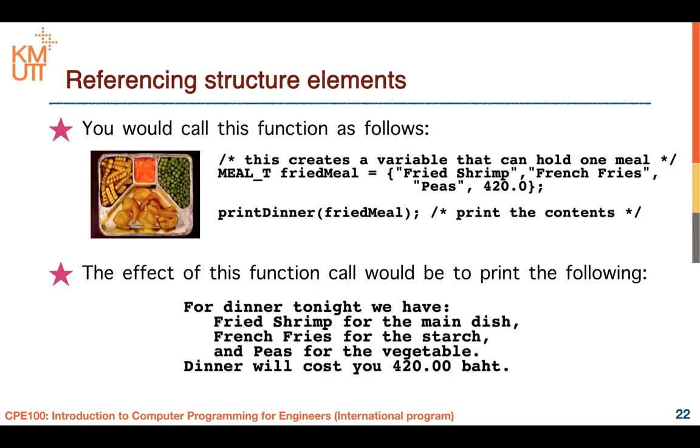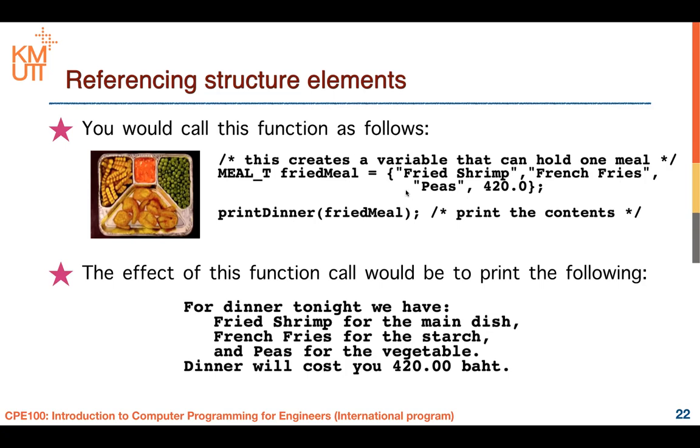And this is a conceptual model of why we have to use the structure, right? Once again, you define MUTT as a data structure or type and define meal like this, and then you can initialize by using braces here and a semicolon to end this statement. Fried shrimp, fried fish and peas, right? And then you can print out dinner.